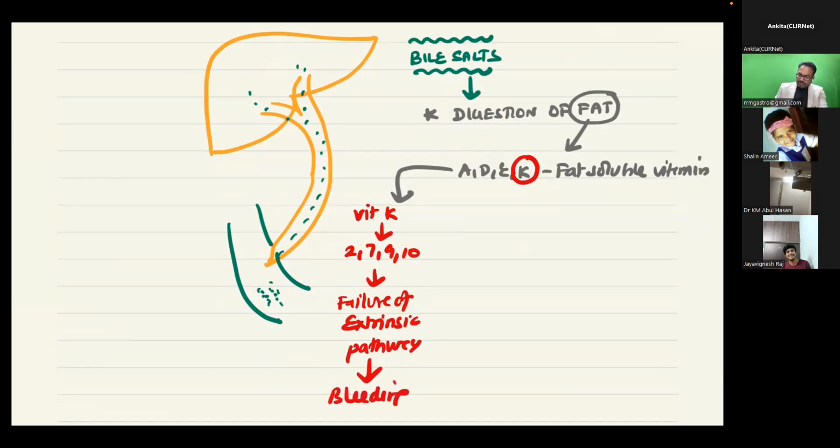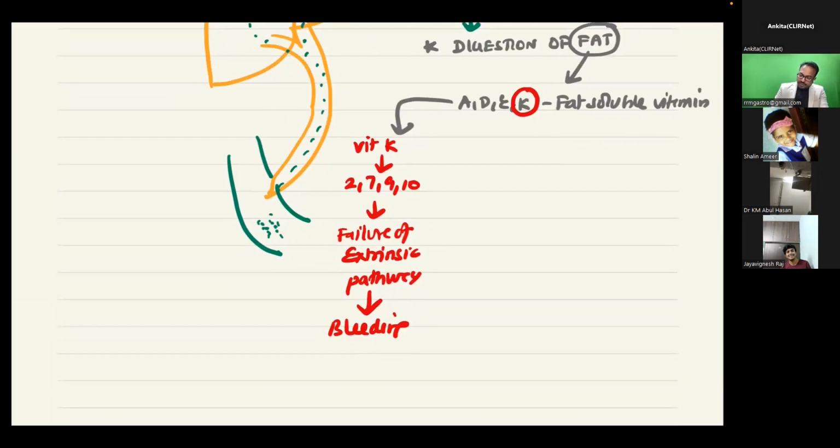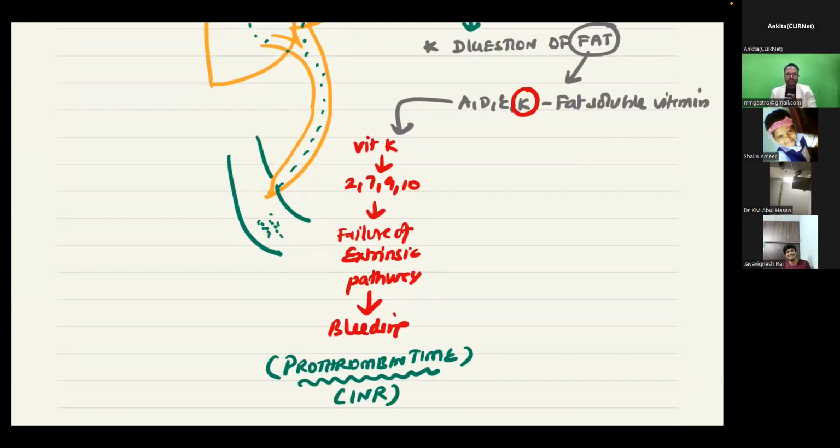So what is very important to monitor this extrinsic pathway? The answer is prothrombin time. So again, another physiology point: prothrombin time is the monitor for vitamin K deficiency or failure of factor 7, sorry, factor 7 deficiency. Prothrombin time is calculated as a ratio known as INR, international normalized ratio.